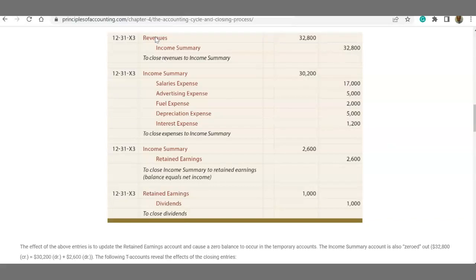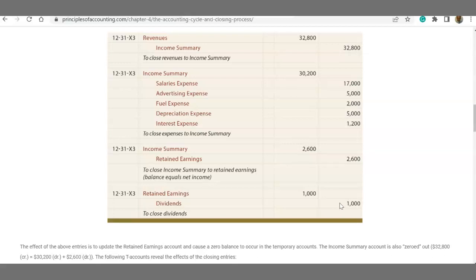Now, the income summary T account looks like 32,800 on the credit side, 30,200 on the debit side. So the difference is 2,600 on the credit side. Now it's time to close your income summary. That means you debit it to make it zero and put the net number of the income summary into retained earnings.